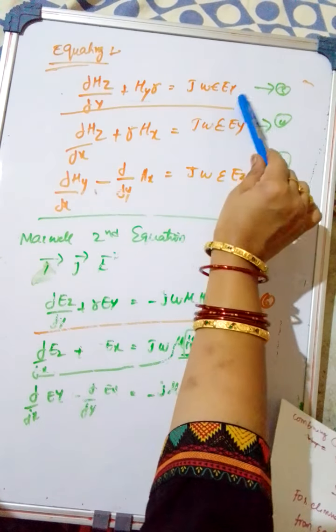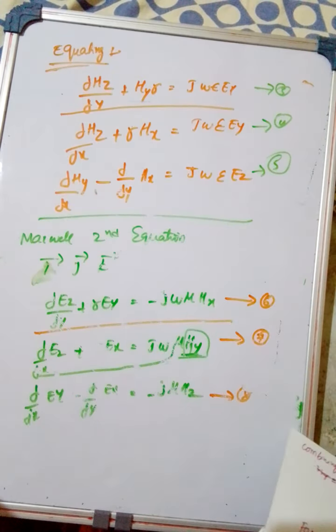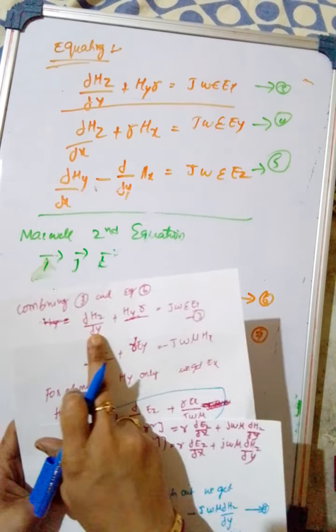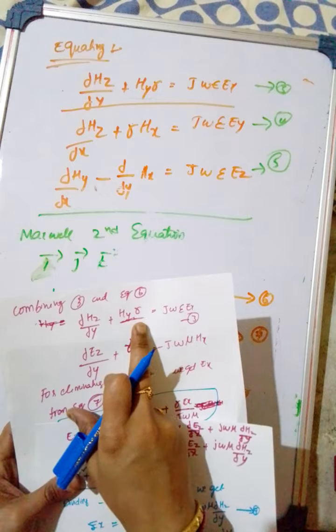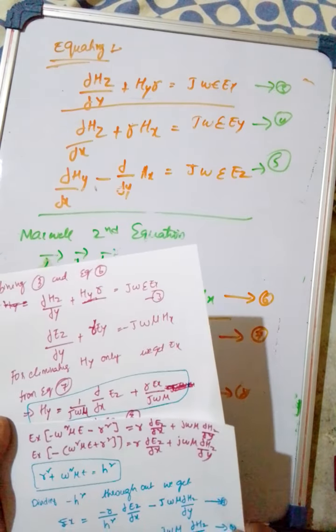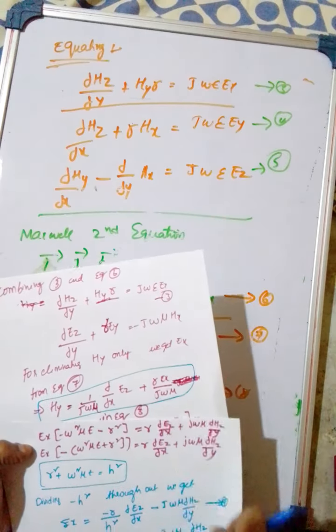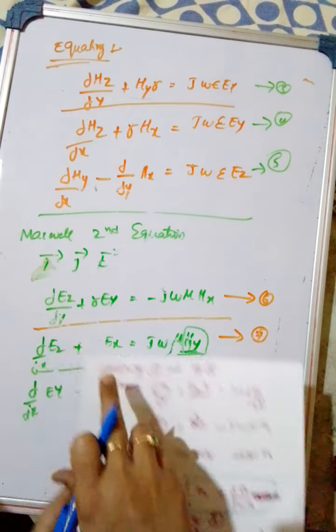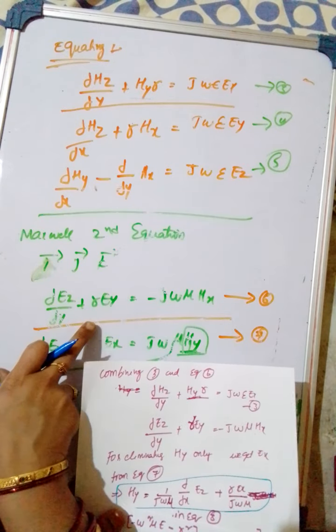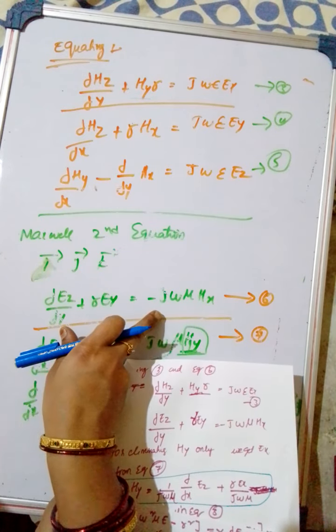Now we are comparing the third and sixth equations. Then what we will get, combining these two equations: dou Hz by dou y minus r Hy is equal to j omega epsilon Ex, equating the third and sixth equation. This one is equation number 6: dou Ez by dou y plus r Ey is equal to minus j omega mu Hx.